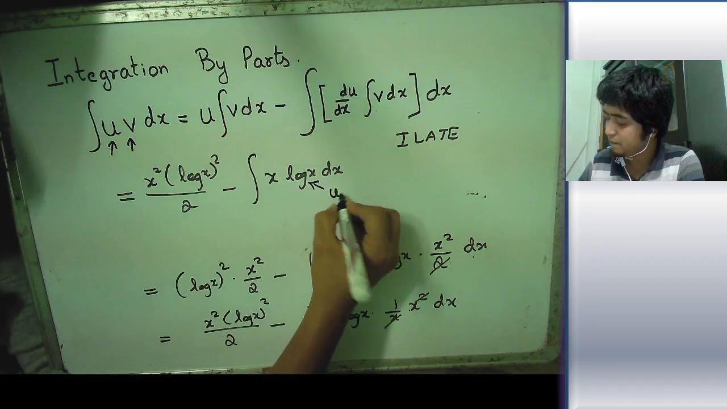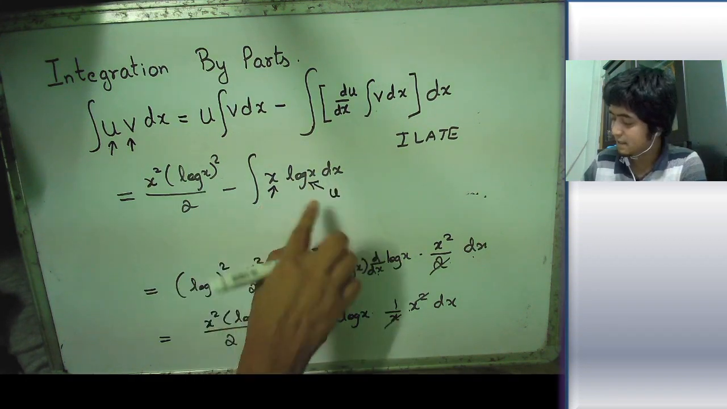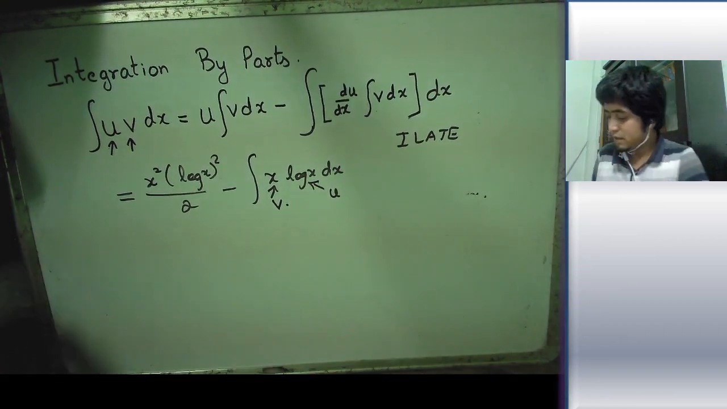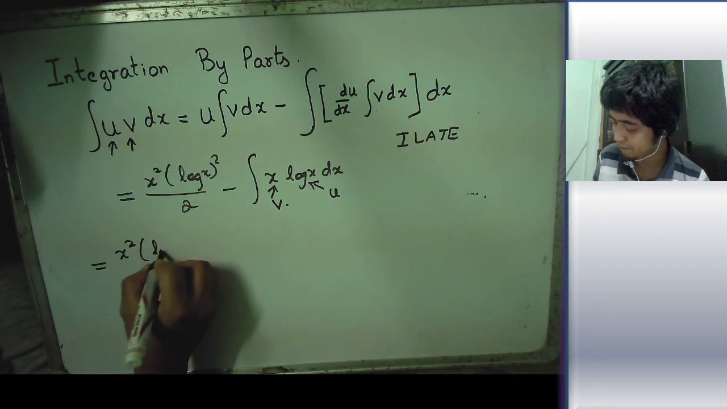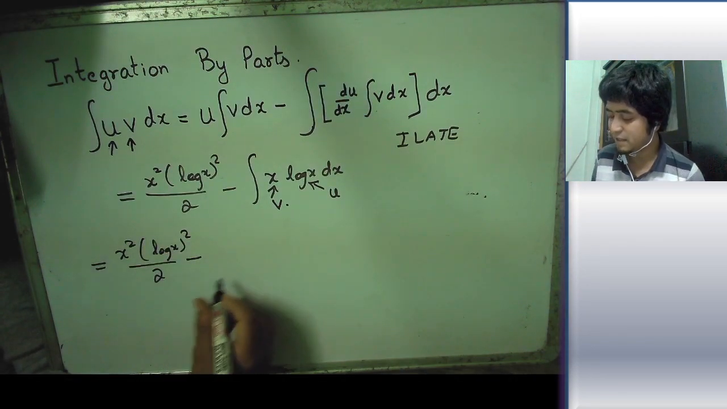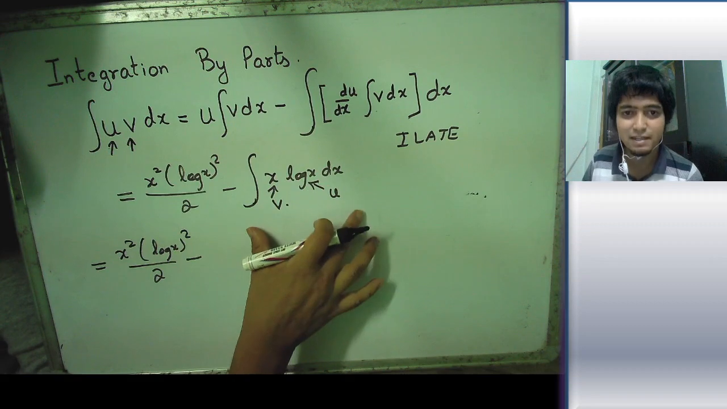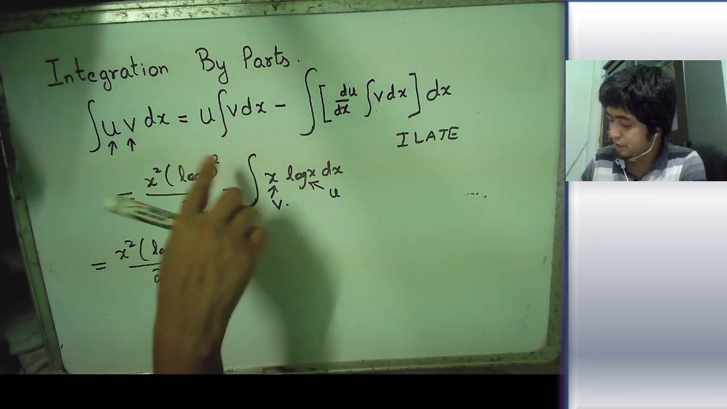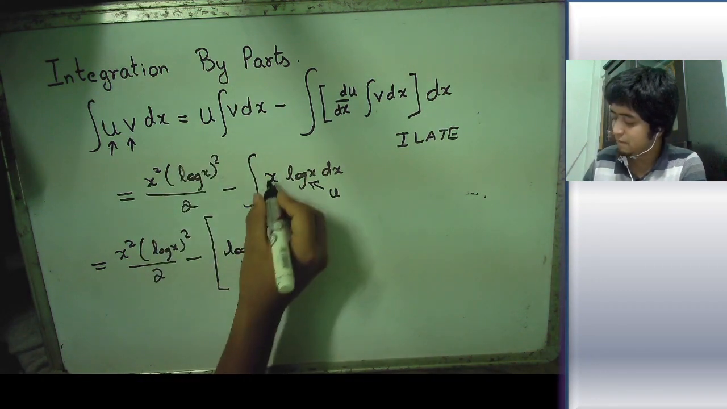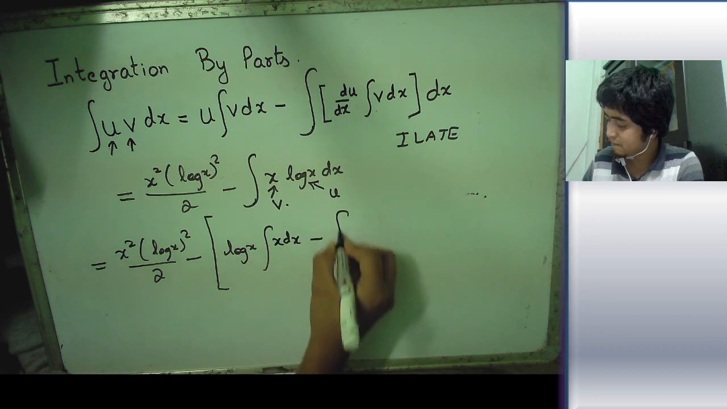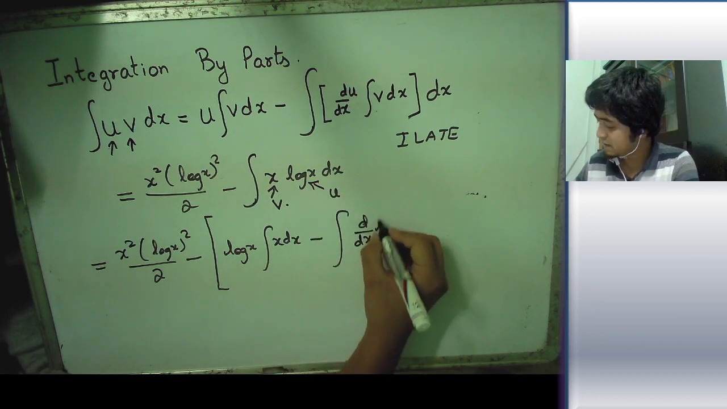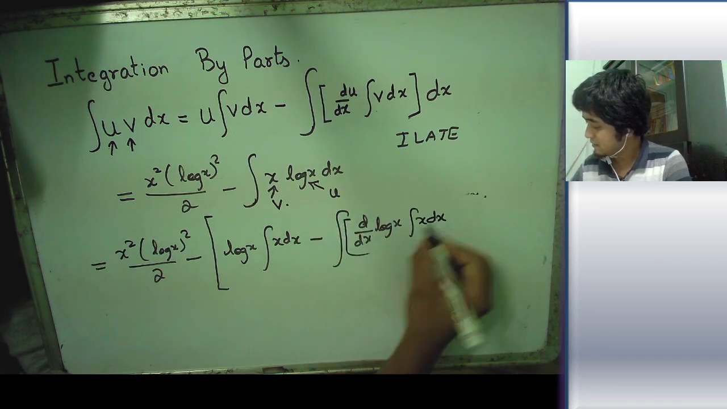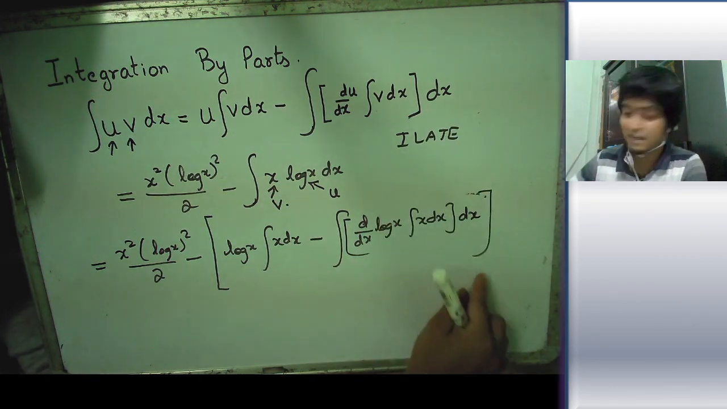Take this one as U, logarithmic comes first, and then the algebraic comes later. So this one as U, this one as V. So this is what we will be having. This stays as it is, minus. Since this minus is over this whole integral, that is why I am writing a very big bracket. U, which is log x, integration V, which is integration x dx, d/dx of U, which is log x, integration x dx, and then you will be having another dx, and then close the big bracket.